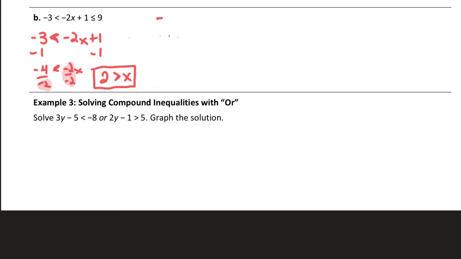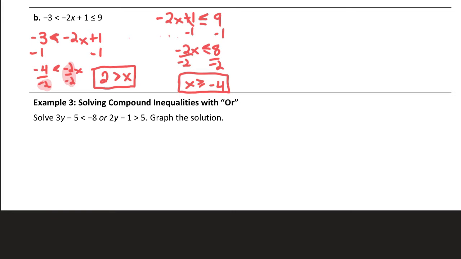So in this next inequality, negative 2x plus 1 is less than or equal to 9. Same set of steps, subtract 1, negative 2x is less than or equal to 8. I divide both sides by negative 2. That means, got to remember, you got to flip the sign. So x is greater than or equal to negative 4. So you got to be careful with this inequality.